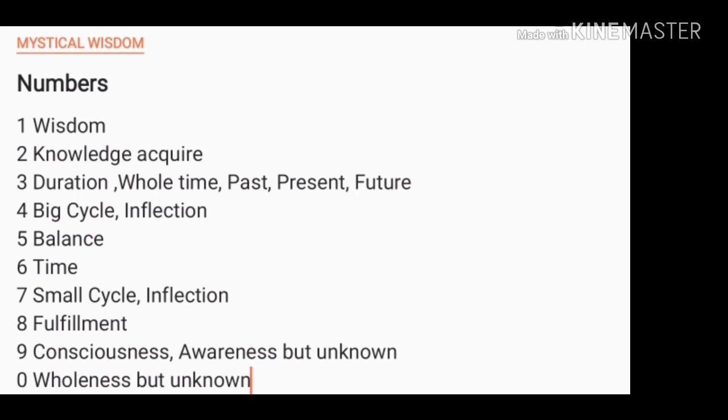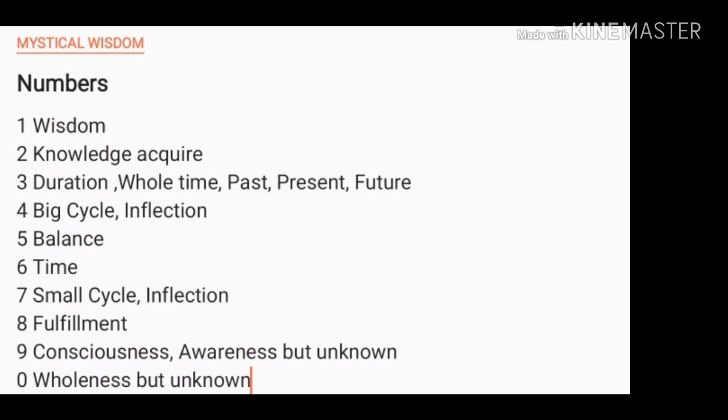Then we come to number 5. Number 5 is the balance, somehow related to number 8, which is fulfillment. Number 5 has a close relation to number 7. It means it's in a hurry, its steps are fast. If we want to assume some sort of cycle for it, it will be very similar to number 7, which is in a hurry to finish something, to get back to its balance.